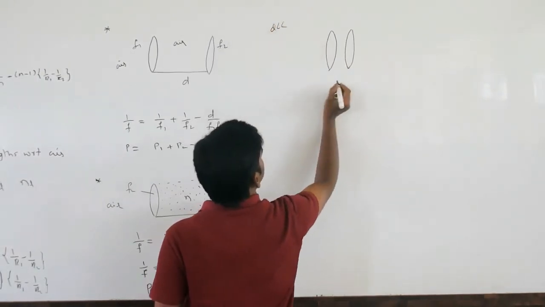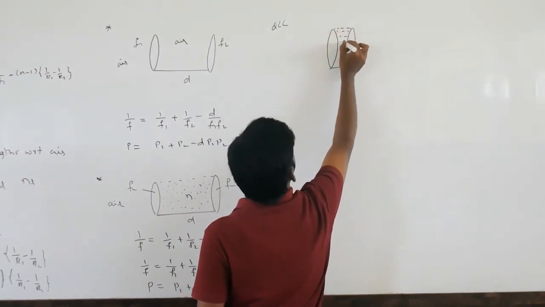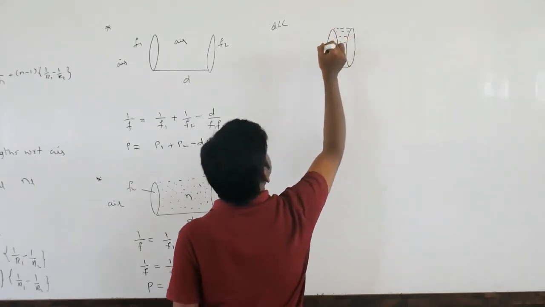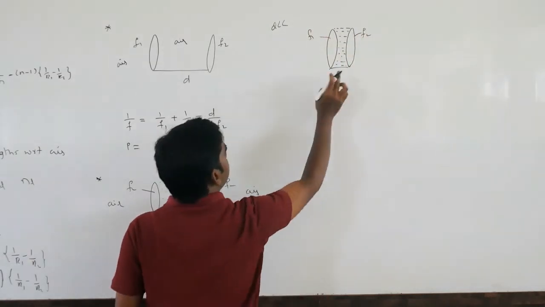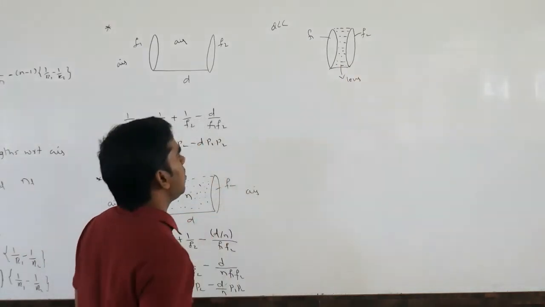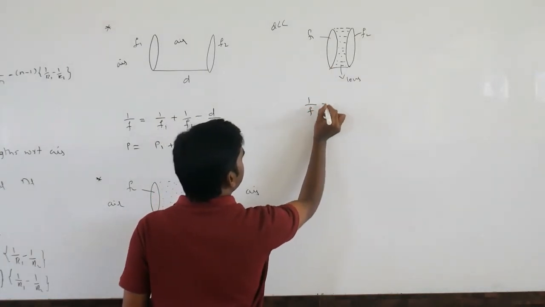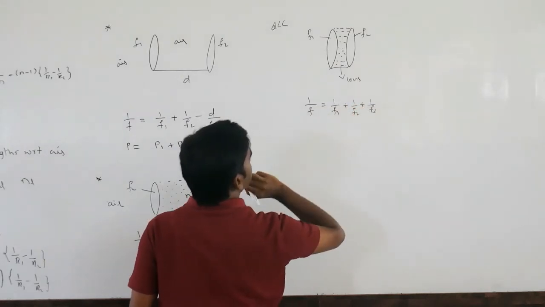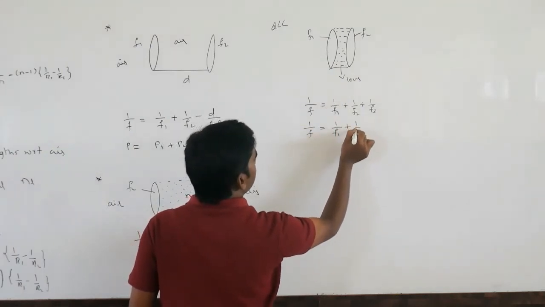So d is small, and this is filled with some medium. Instead of taking one focal length, you can write this as f1 and this as f2. So in between, this also acts as a lens now. It also acts as a lens, in this case a concave lens. So in this case, what formula can you simply write? 1 by f equals 1 by f1 plus 1 by f2 plus 1 by f3. That is, 1 by f equals 1 by f1 plus 1 by f2 is what?